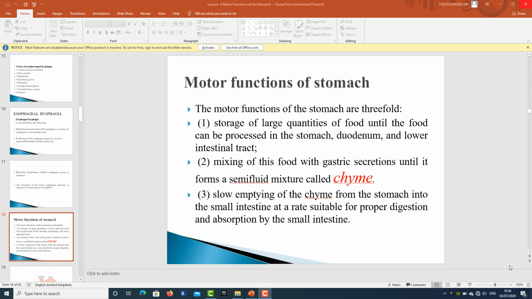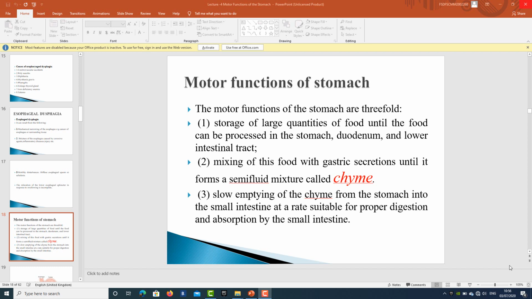Now today we are going to learn about the different functions of the stomach, how it functions, the different digestive processes which go on inside the stomach, the different hormones and chemicals released, its innervation, and the pathophysiology related to it. So we are going to learn it stepwise. The first one is regarding the motor functions of the stomach.